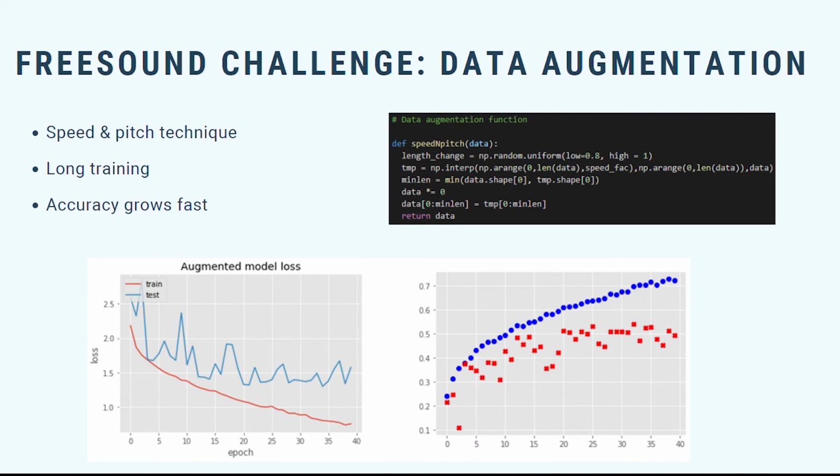For the FREESOUND challenge, we decided to try and evaluate data augmentation methods in our emotion classification task. We used an algorithm called speed and pitch, which expands the time base of the audio signal and fills it with interpolated data. Then the time base is restored. This time, the training of the model took 8 hours, much more than before, due to the extra data points generated. Unfortunately, the results didn't get much better at the end of the training process, but at least the accuracy grew fast and the model quickly converged.